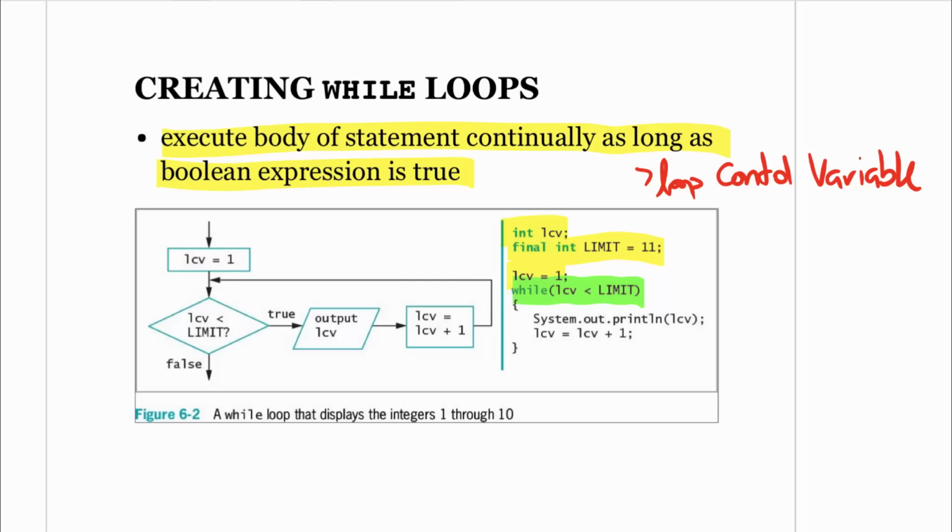In this case, LCV was initialized to 1, and so 1 is less than 11, and so that condition checks out to be true, and so you'll run the loop body. And so when we actually get into the loop body, we see that the loop will print out the LCV. So it'll print out the number 1, and then after it prints out the number 1, it'll add 1 to the LCV, so it's incremented by 1. So now the loop control variable, or LCV in this case, becomes 2 because you added 1 to the LCV.